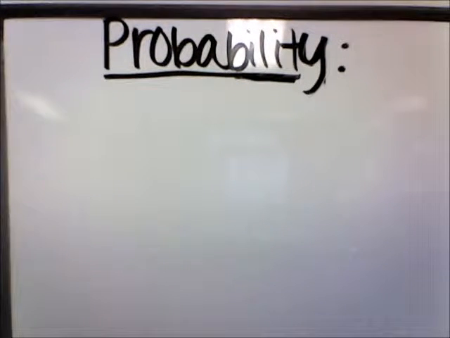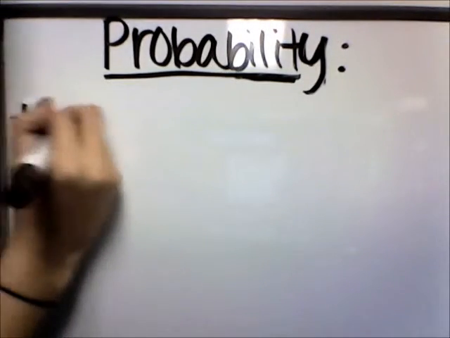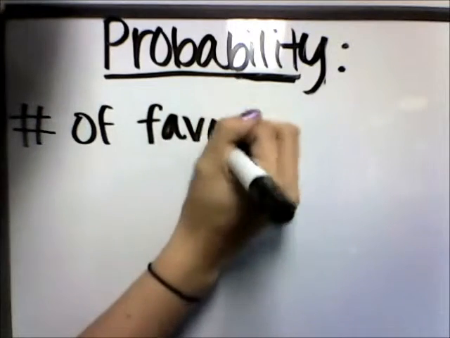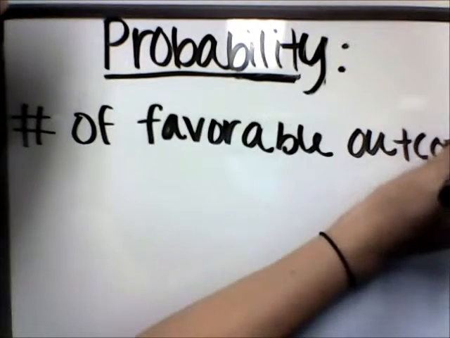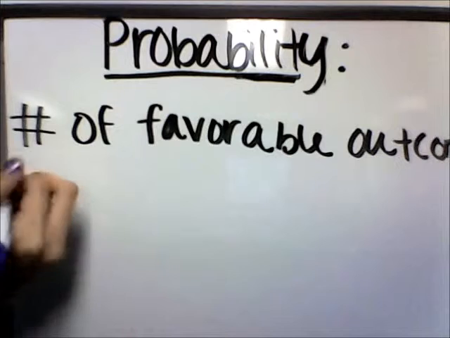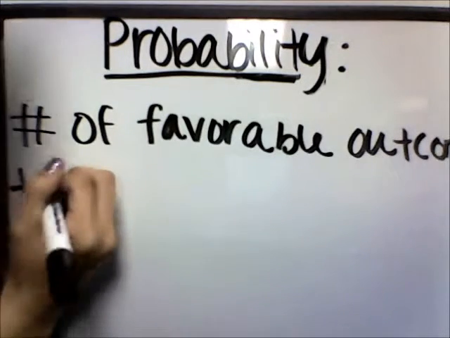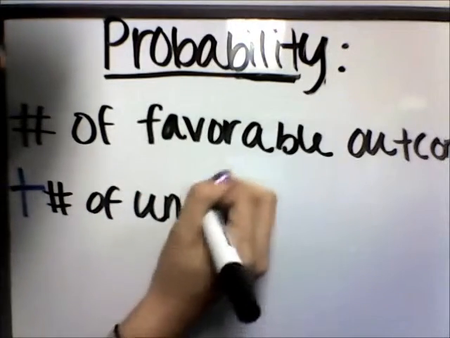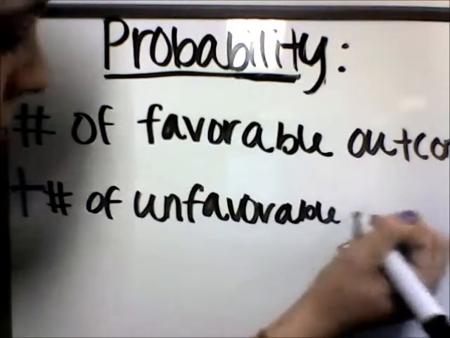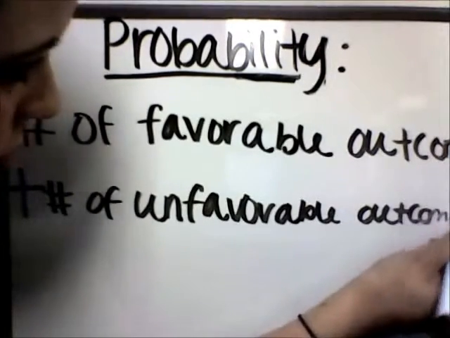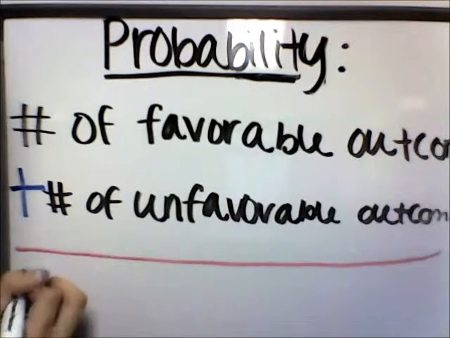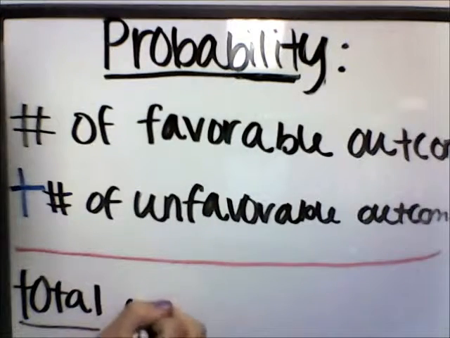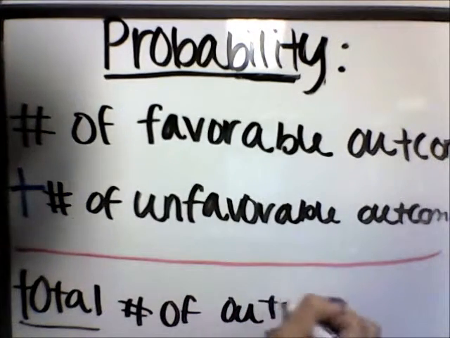The probability is the measure of how likely an event will occur. Therefore, the number of favorable outcomes plus the number of unfavorable outcomes equals the total number of outcomes.